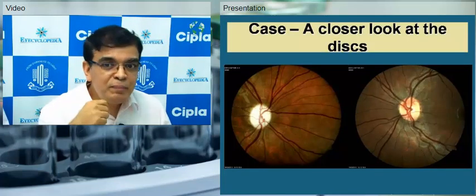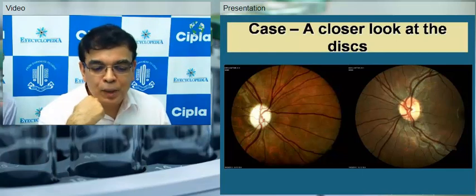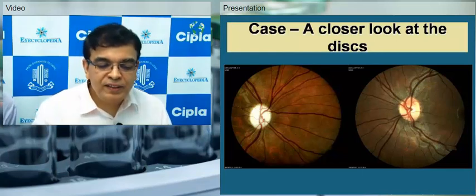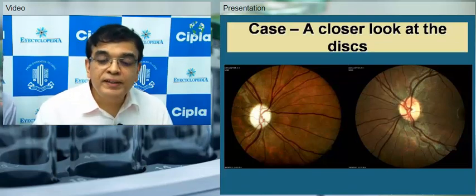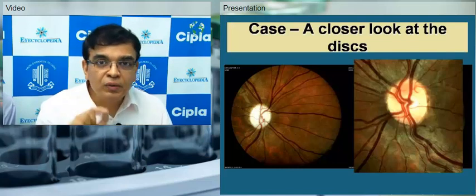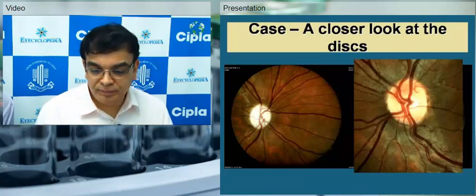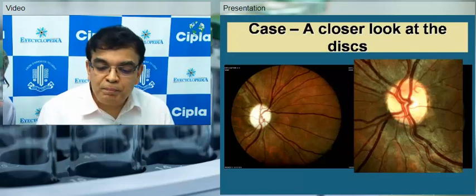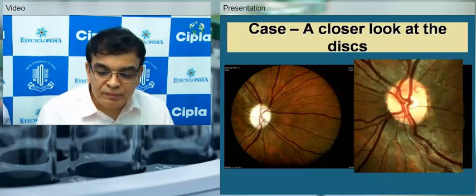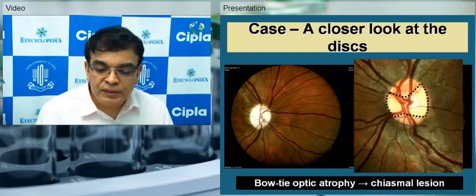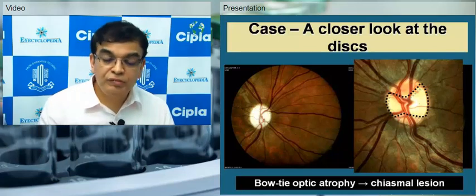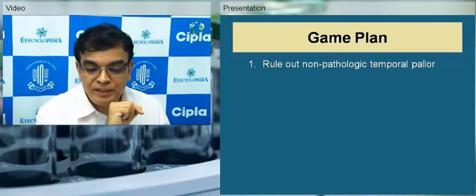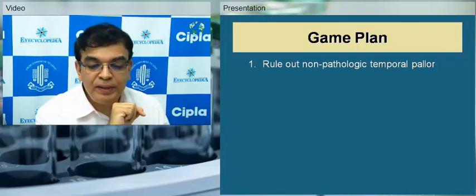I examined the patient again. Let me just show you this picture. So you can see the right optic atrophy, very, very clear. And this is the seemingly normal disc, which is reportedly normal. But just take a closer look at the left optic disc. What do you see here? You see temporal pallor, which is here, but you also see nasal side pallor as well. So the shape of this is a bow tie, and this is the typical bow tie optic atrophy which happens in chiasmal lesions.